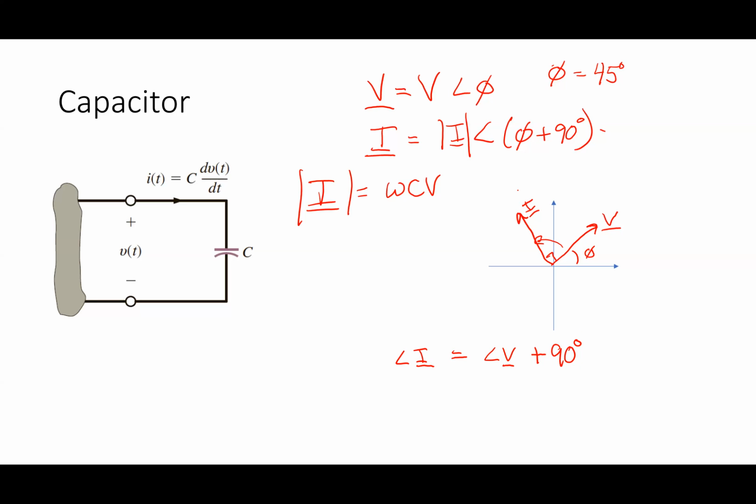What about the magnitude here? The magnitude of I looks like it's omega C times V, where V was the magnitude of the voltage. So what I just showed is, if I know the angle of the voltage, I can add 90 degrees to get the angle of the current. If I know the magnitude or amplitude of the voltage, what do I multiply by to get the magnitude of the current?